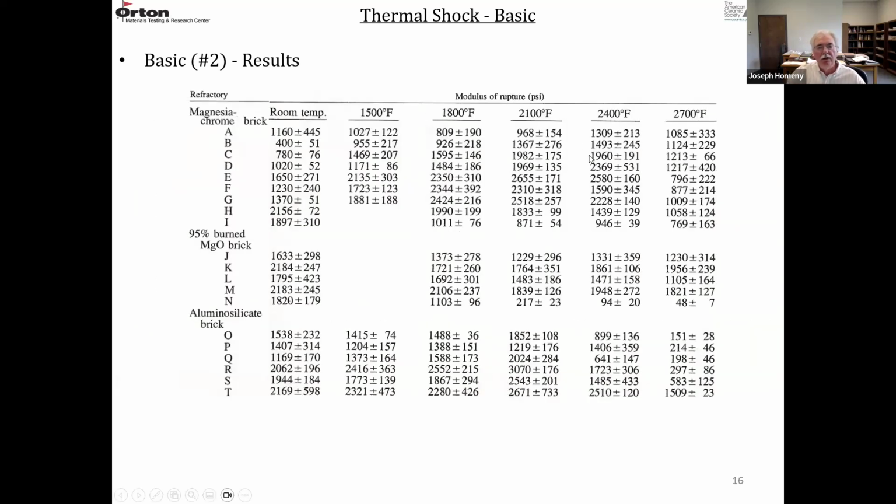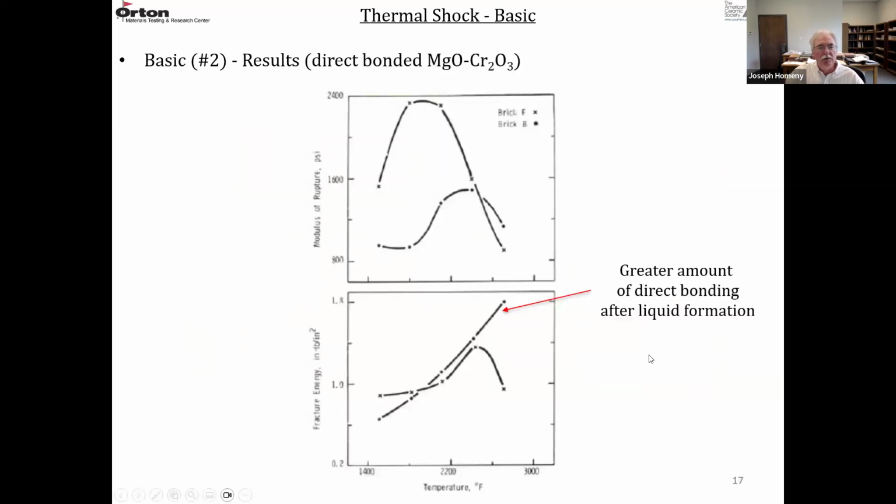They also measured the strength, and this is in PSI. Same refractories: the mag chrome A through I, the high MgO material J through N, and the alumina silica brick O through T. Same temperatures: room temperature, 1500, 1800, 2100, 2400, and 2700 degrees F. And you can see the strength values. Some of these, especially the alumina silicas, really fall off at higher temperatures. Some maintain their strength. But again, this is a reference table if you want to look at all the different results for the different compositions.